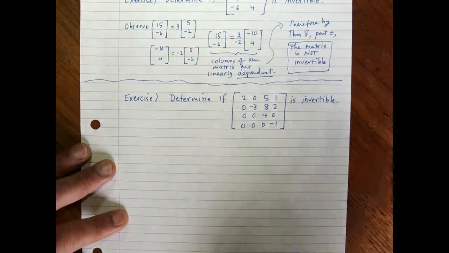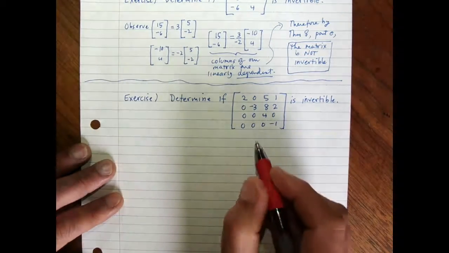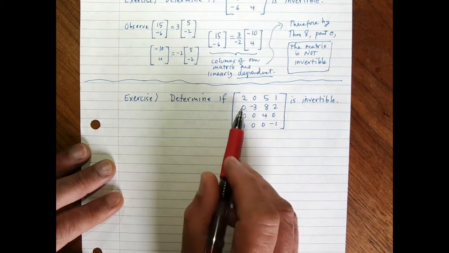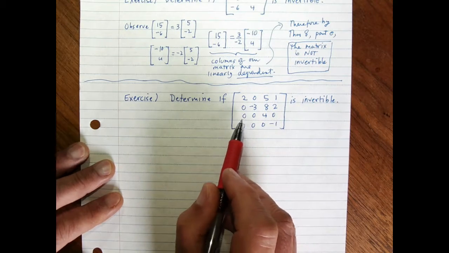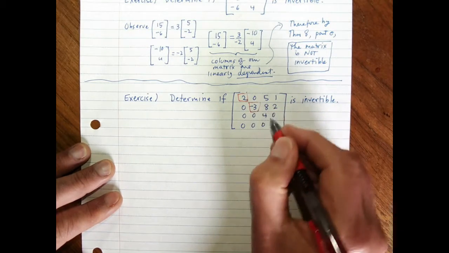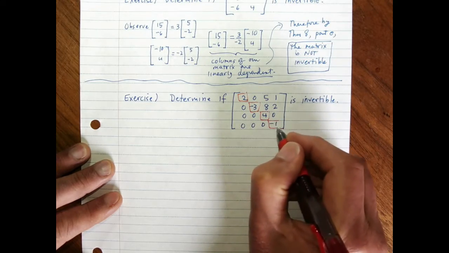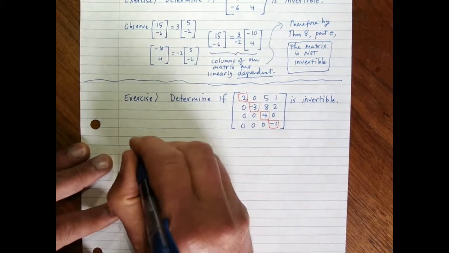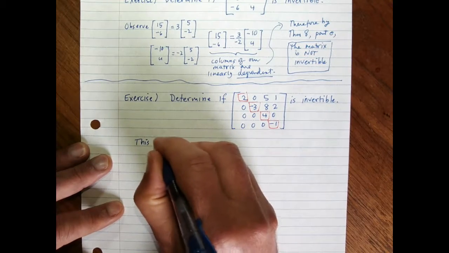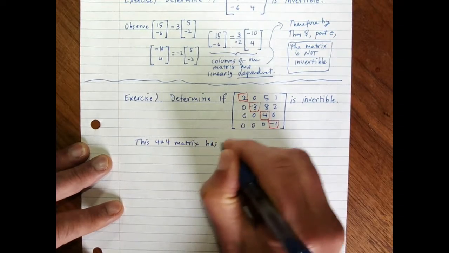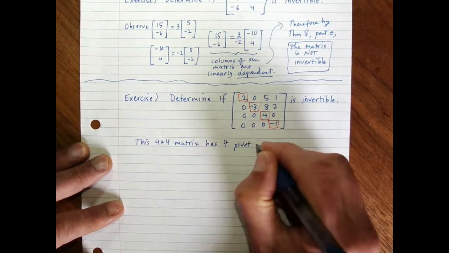Let's look at the second example here, a 4 by 4 matrix. This only applies to square matrices now, right? And there are a lot of 0 entries here. I can see without too much trouble that this matrix is going to have 4 pivot positions. And if you need to go through a few row operations to convince yourself, that would be fine. So this 4 by 4 matrix has 4 pivot positions.